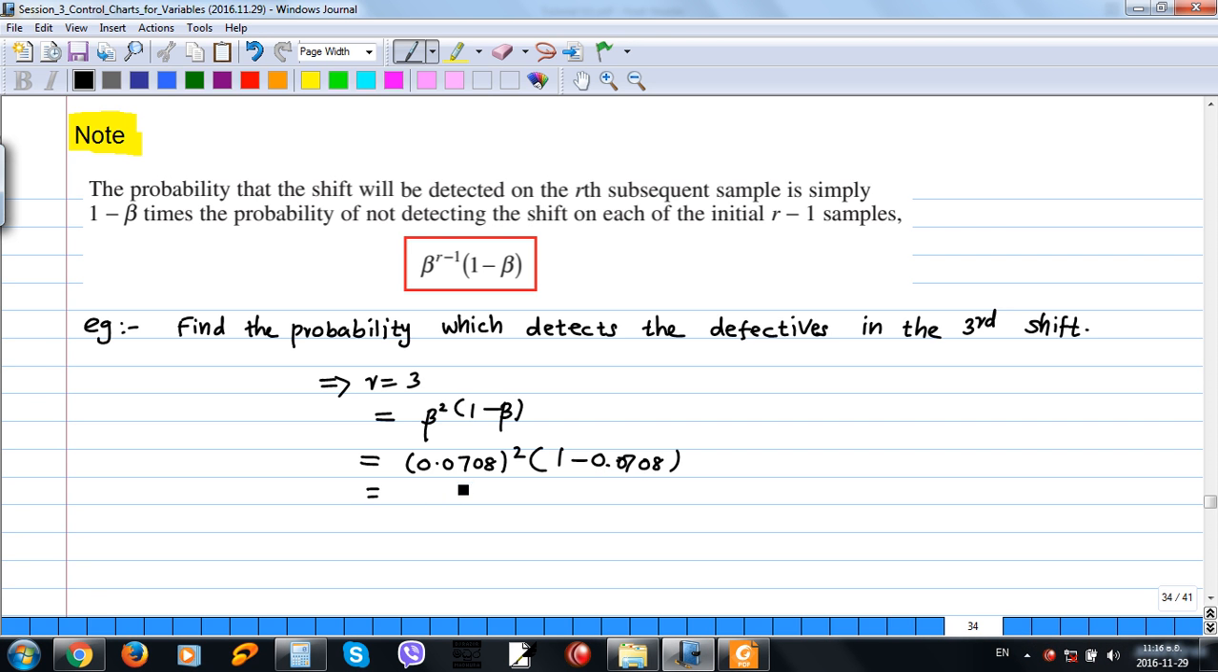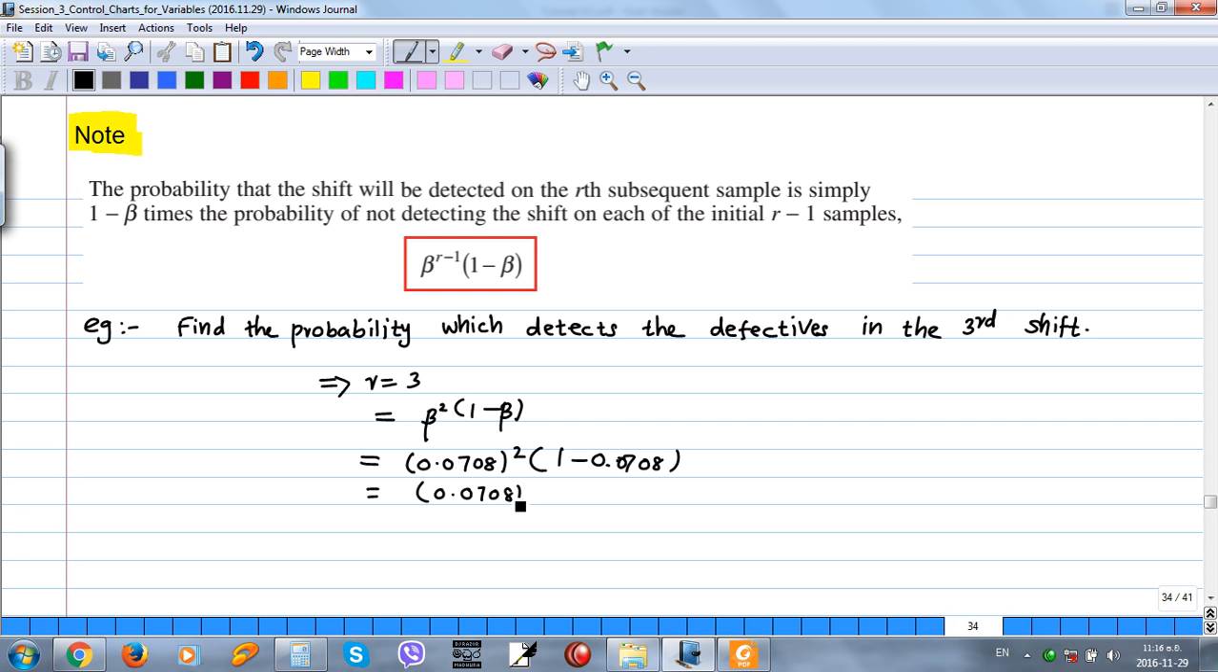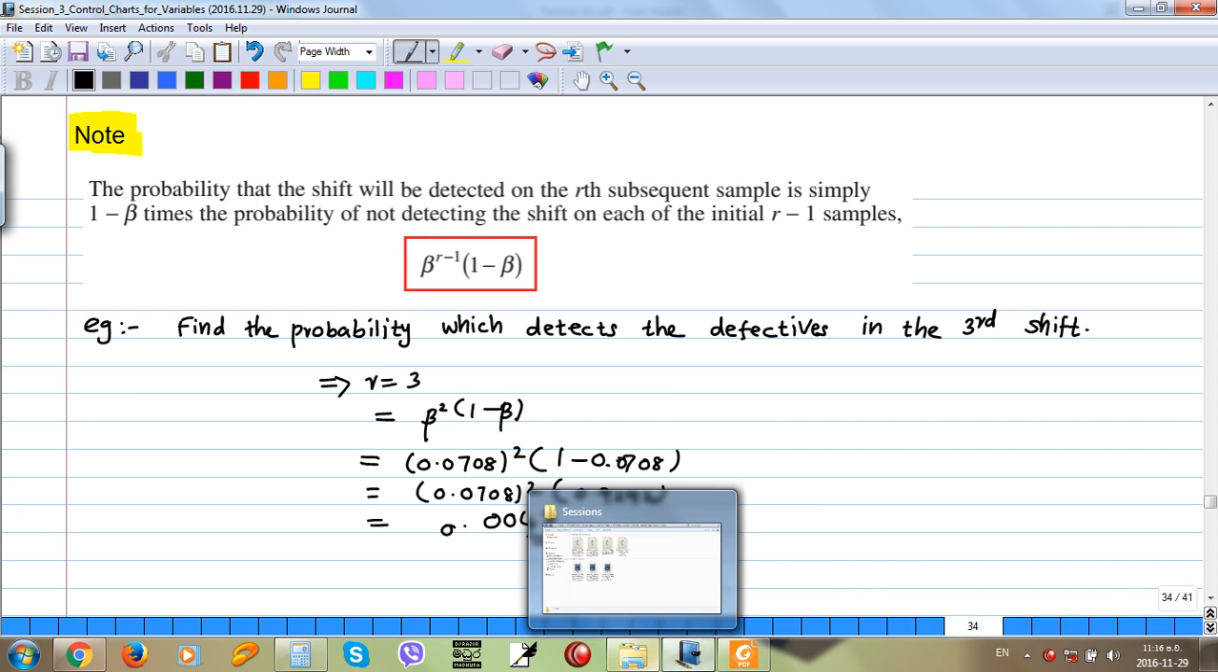It means 0.0708 square, and earlier we found the value of 1 minus beta as 0.9292. If you simplify this, you can take the answer as 0.0047. This is the probability of detecting at the third shift.